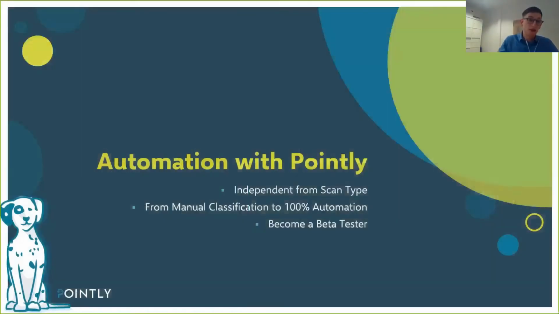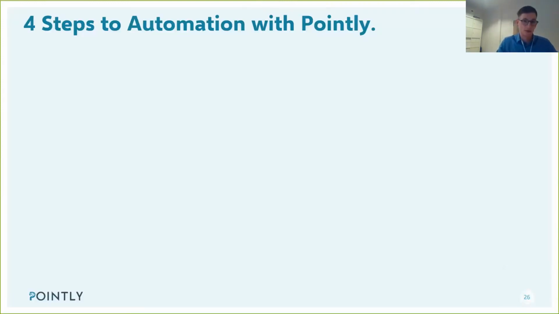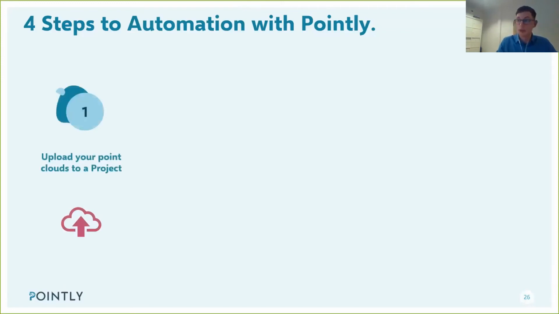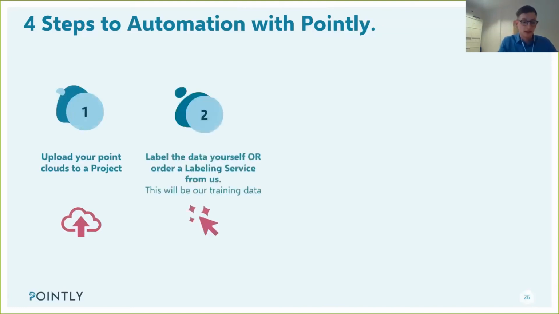And now let me quickly introduce how you could make use of Pointly and get into automation with point clouds. We have a special program right now where we are introducing new functionalities to Pointly, and it's a 4-step approach to get started. First, if you already have data and larger areas of homogeneous point clouds, those can be uploaded to Pointly, just to our web interface, and from there on, training data can be generated.